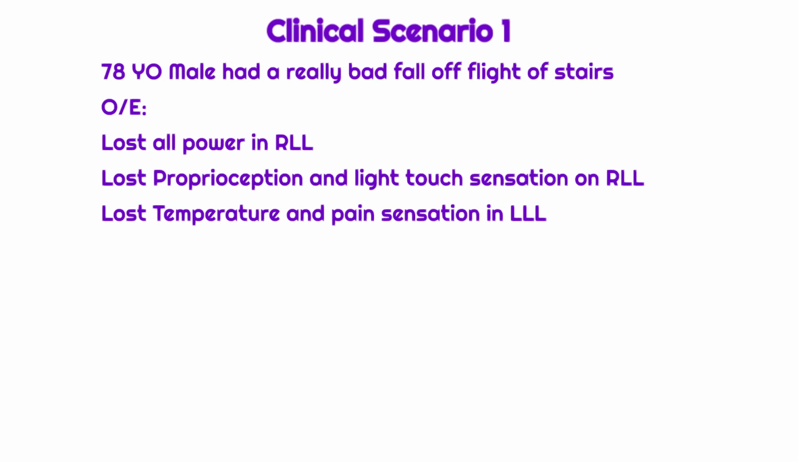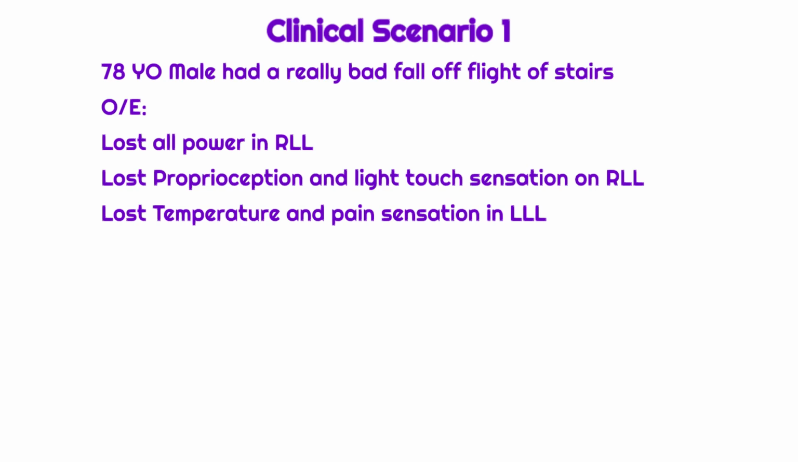Proprioception and light touch is also lost in the right lower limb. Now this tells us that there is a lesion in the dorsal column as well. Proprioception and light touch, that was dorsal column. So there is a lesion in the right dorsal column and the right corticospinal tract.